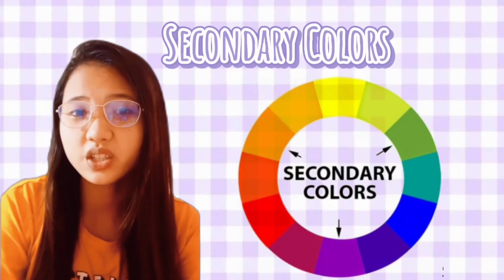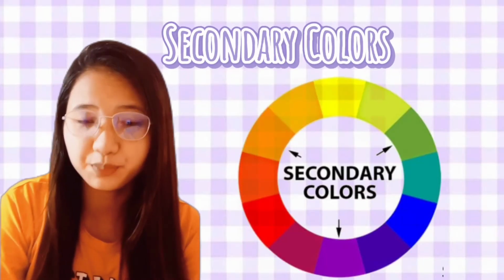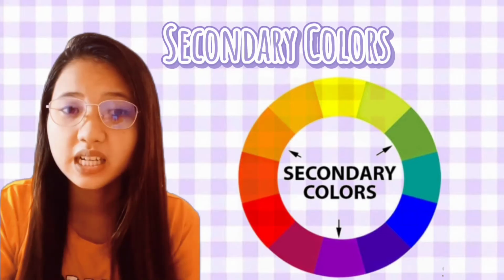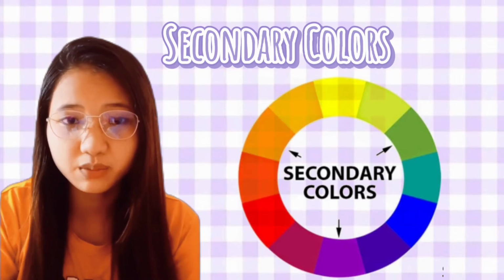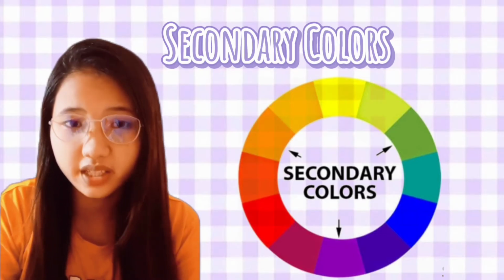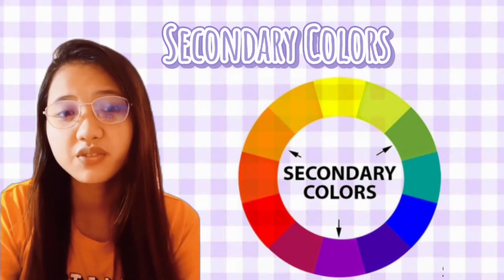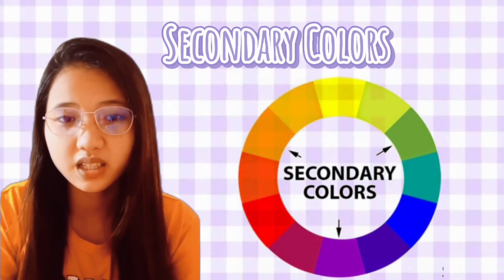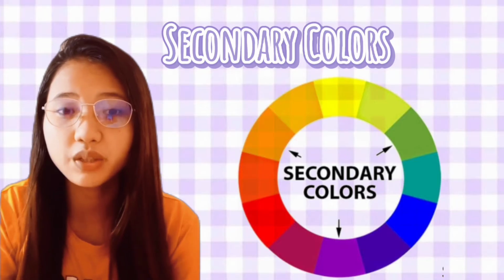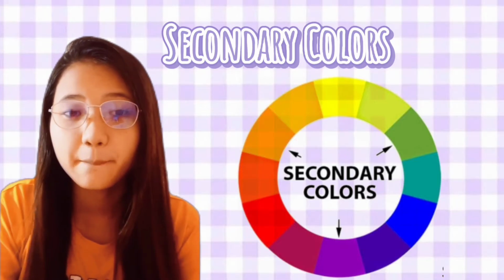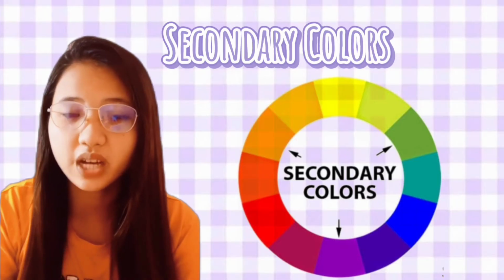Secondary colors are orange, green, and purple or violet. These colors are created by mixing equal parts of any 2 primary colors. For example, red plus yellow becomes orange. Yellow plus blue becomes green. Blue plus red becomes violet or purple.